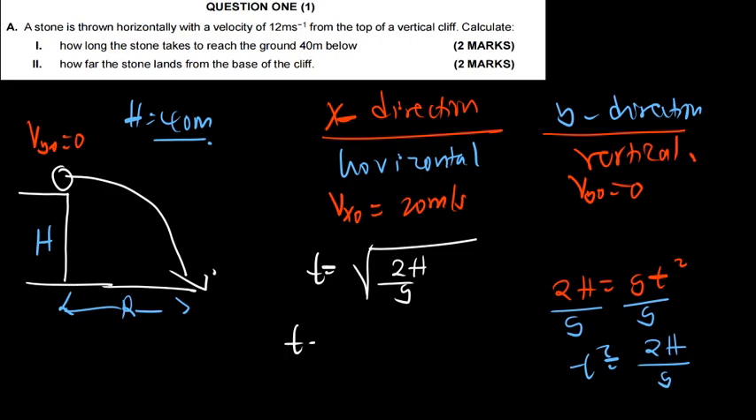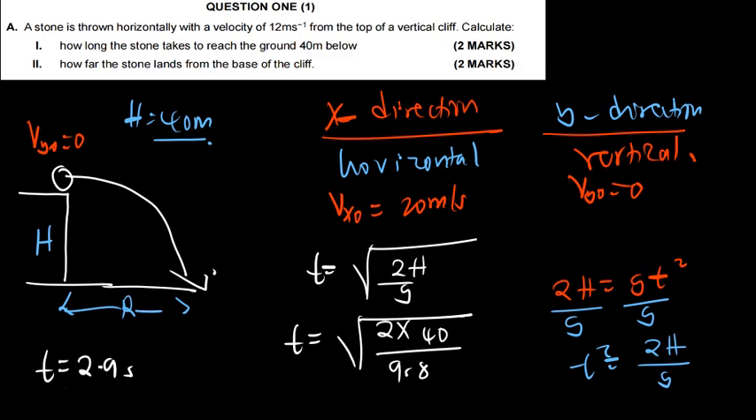Let's plug in the values. We find how long it was. 2 times h is 40, g is 9.8. So if I do 40 times 2, that is 80, 80 divided by 9.8, that should be 8.1. Now the square root of this, 2.9 or 2.85. So it took 2.9 seconds for the stone to reach the level ground.